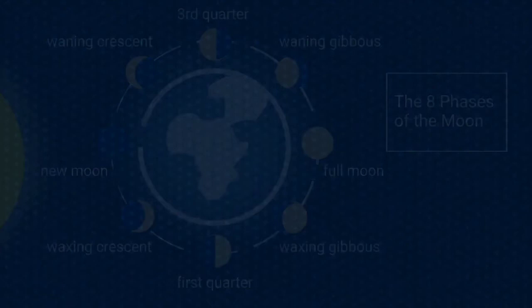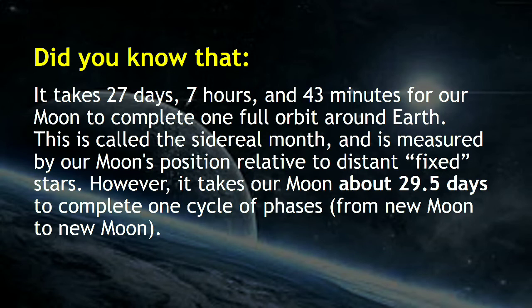Did you know that it takes 27 days, 7 hours, and 43 minutes for our moon to complete one full orbit around the Earth? This is called the sidereal month. It is measured by our moon's position relative to distant fixed stars. However, it takes our moon about 29.5 days to complete one cycle of phases from new moon to new moon.